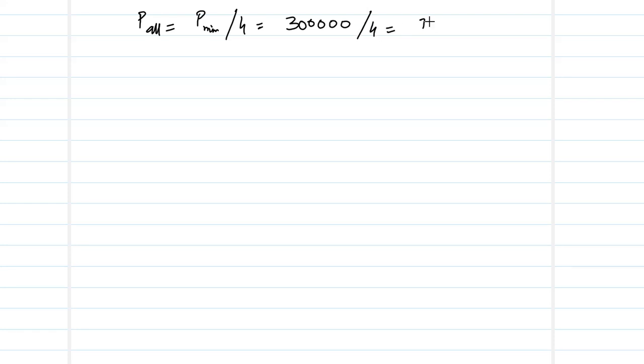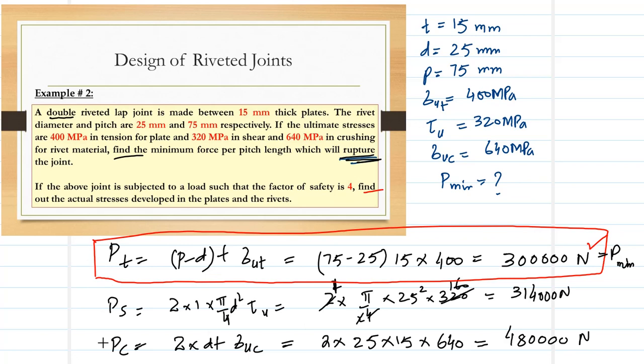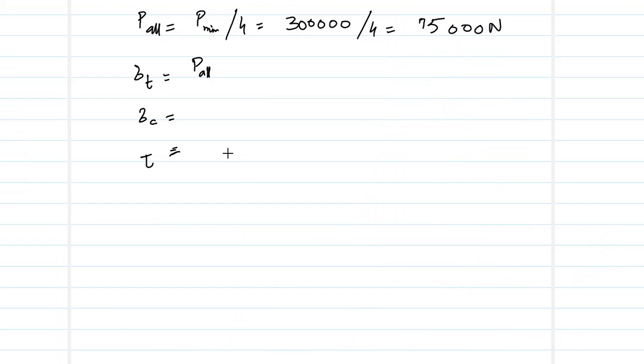So this will become equal to 75,000 newton. Clear? Now we have to find the actual stresses. The actual stresses are the tensile stress, the crushing stress, and the shearing stress. We have to use the minimum load, which is P allowable. You do not have to use all loads. Please remember that when problems are written like this, we have to select the load which is minimum, and then based on this minimum load, we have to calculate all the parameters.